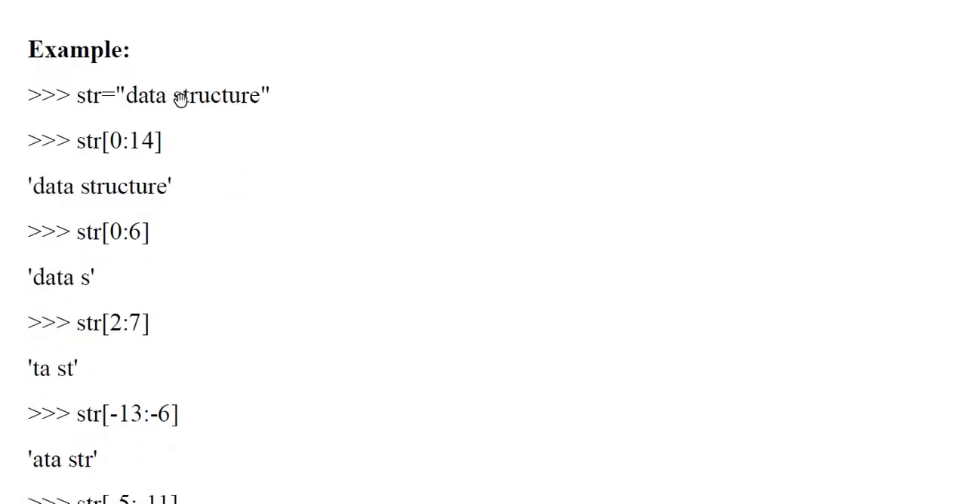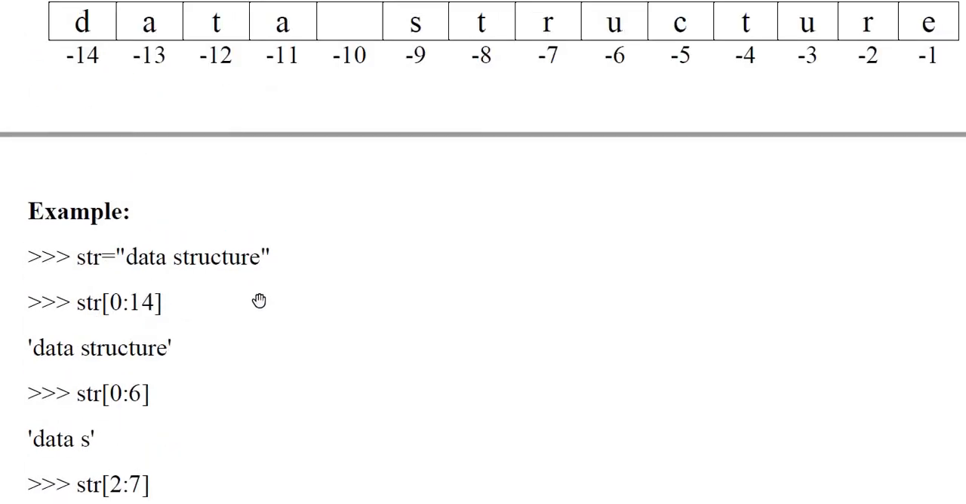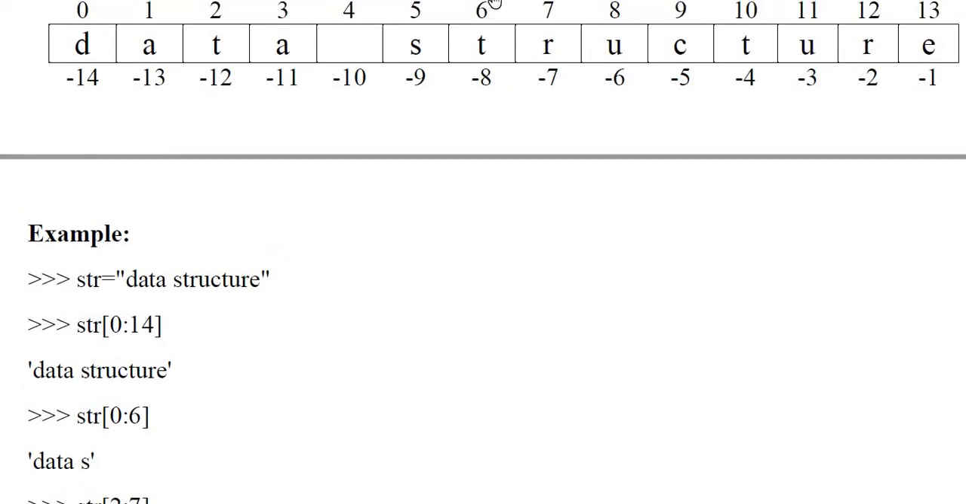Now take one example also. Here we take the string "data structure". With 0 to 14, the whole string will come. And remember, when you slice a string, the string is sliced till end minus 1. Whenever you slice a string, take the given end and subtract 1, and slice the string up to there. Okay. Now second, you will see 0 to 6. Here 6 is here, so it will take till s. Data space s.